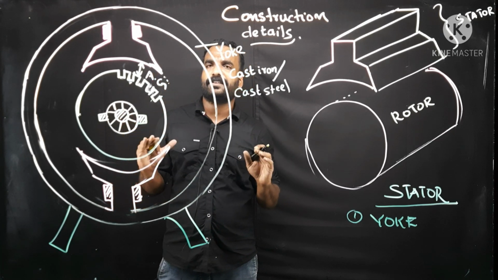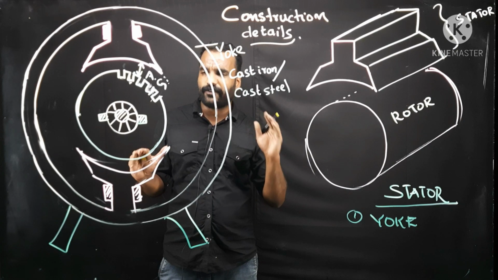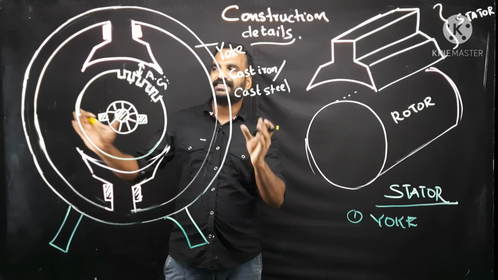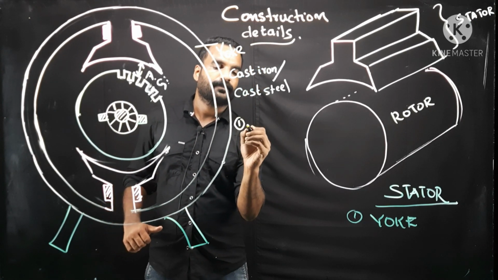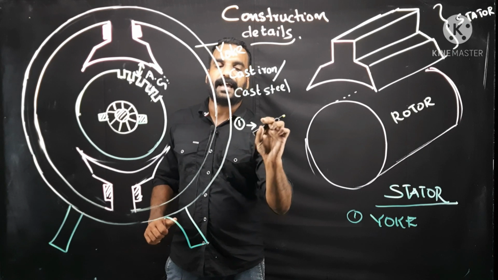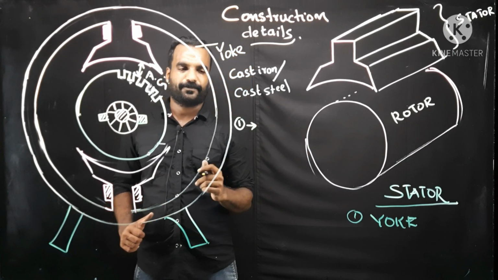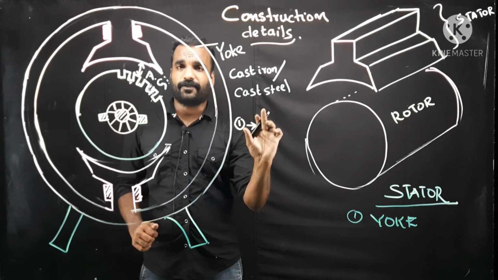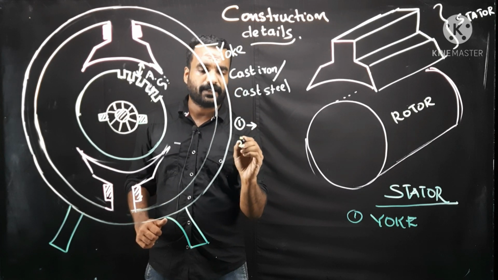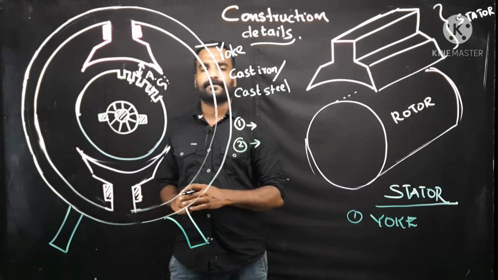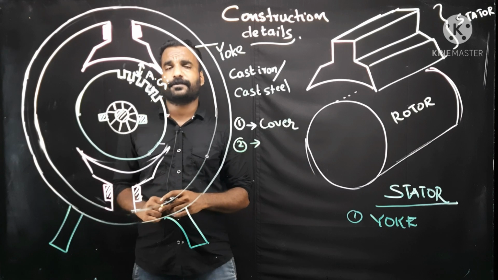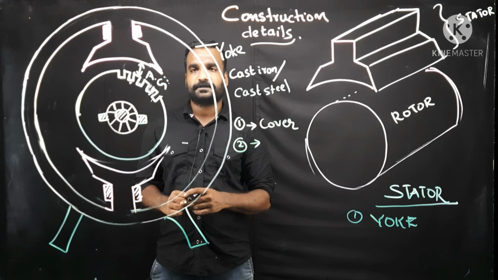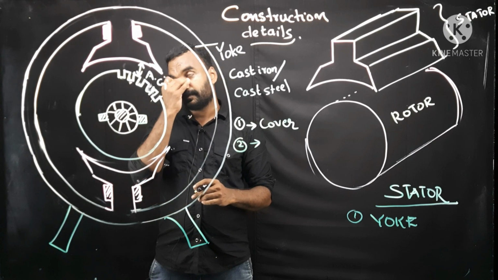One function is very familiar and everyone can guess it, because this is the cover. This is the protection for the machine. So the first function, you can write, is that it acts as a protecting cover. Is it okay? Now the second function. First function is protecting cover. What is the second function of the yoke? Think about it.